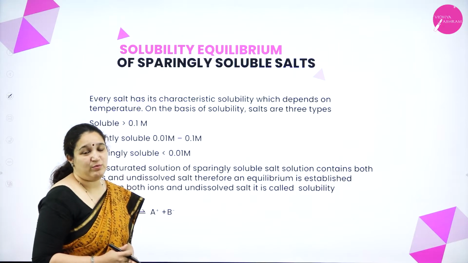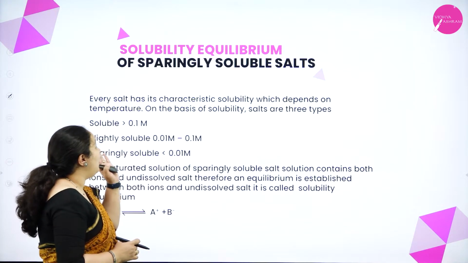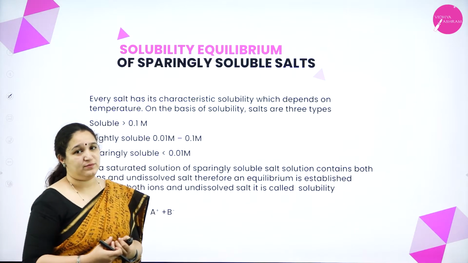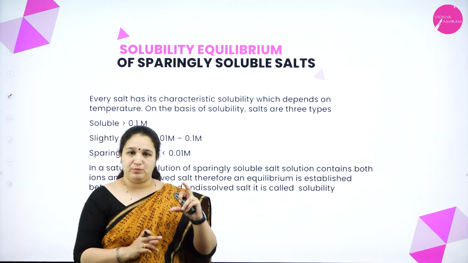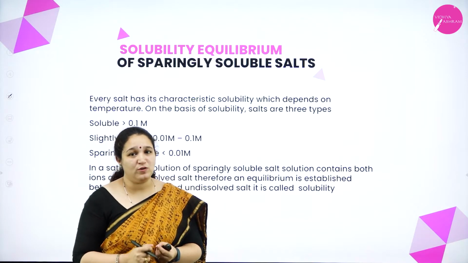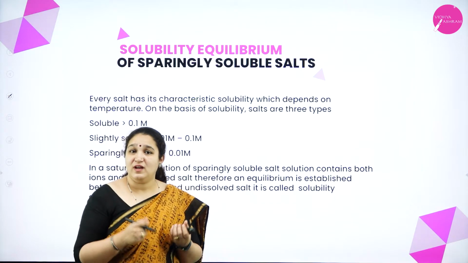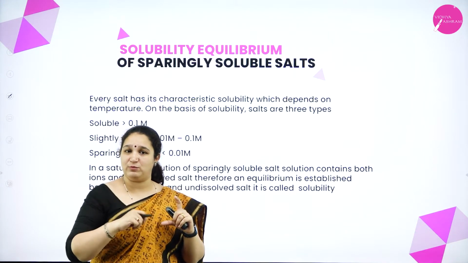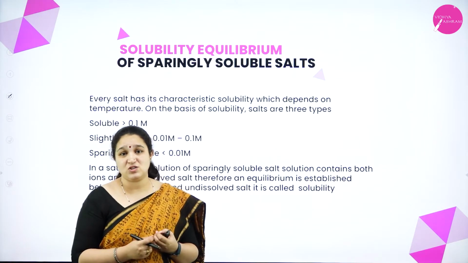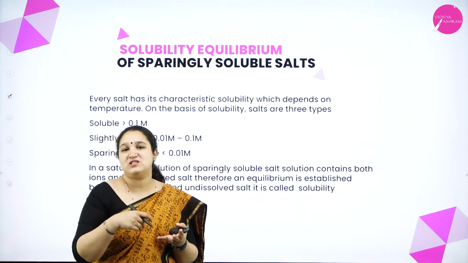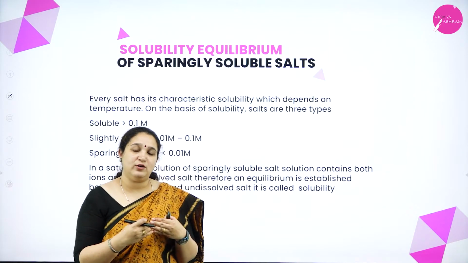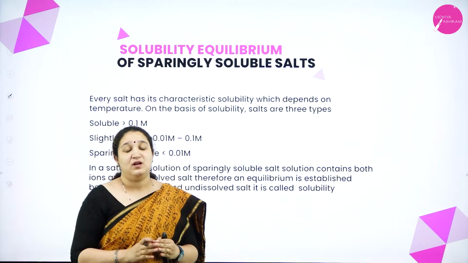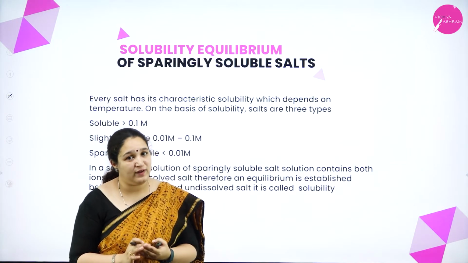Next, we are going to study about the solubility equilibrium of sparingly soluble salts. Now, what is solubility of a salt? For example, I take a cup of water and add 1 spoon of sugar. It will dissolve. For the same cup of water, I'll add 1 more spoon of sugar. Again, it will dissolve. So, I'll add 3 or 4 spoons continuously. At one point of time, at that particular temperature, that is at room temperature, the sugar will stop dissolving.